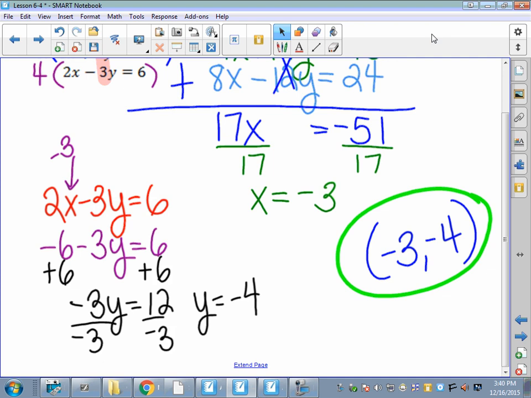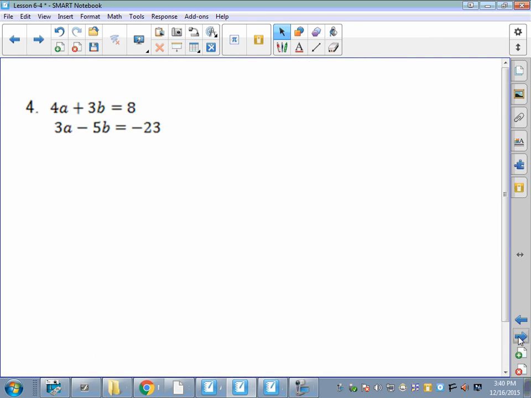There's one more system on your note sheet. Feel free to go ahead and do that one. Do it as a trial, see how you're doing. But I've got 2 things to end the lesson.